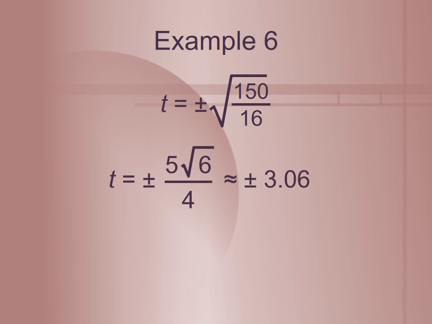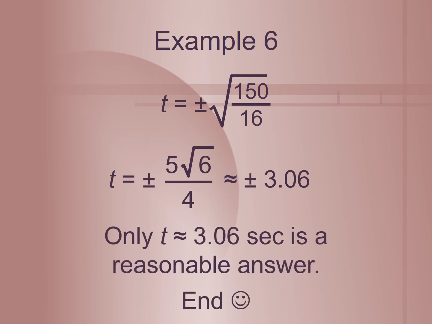So again, this is one of those problems where if you say the time was 5 square roots of 6 over 4 seconds, that doesn't make a lot of sense to the average person. So you would rather say 3.06 seconds. And because of that, you also wouldn't say it's negative 3.06 seconds. Time can't be negative. So you would say that the only reasonable answer would be positive 3.06 seconds. And so you can say that's how long it took for the object to hit the ground.